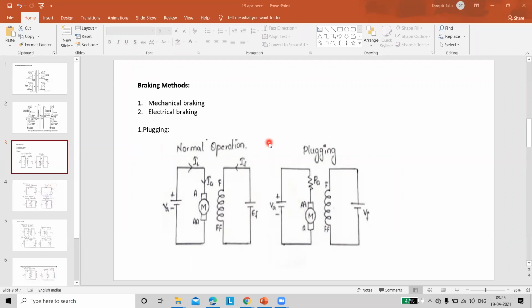Reverse direction. At the same instant, whenever the polarity of armature current is also reversed, then the motor is going to rotate. Just think it once and tell me the answer.